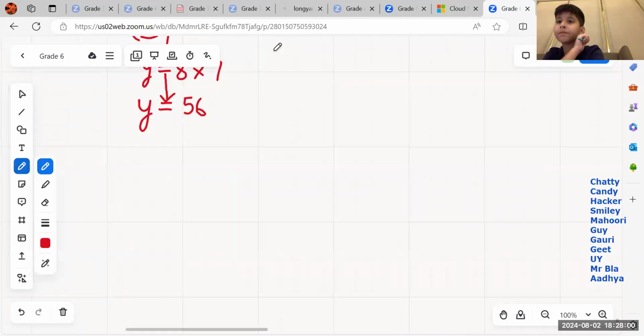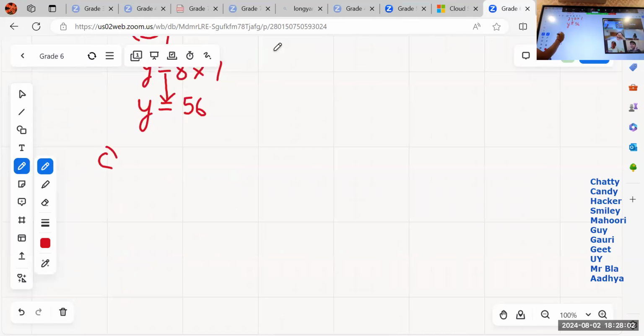Understood. Next type of problem when we have a mix of multiplication and division. 3a upon 11 is equal to 15. Solve it.